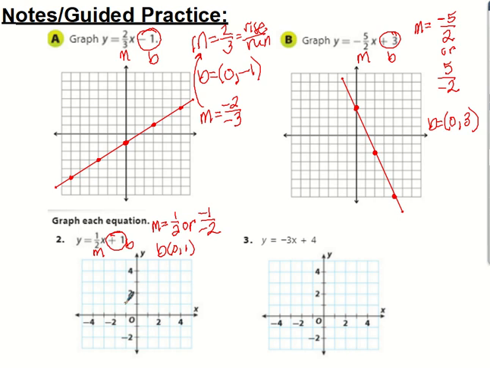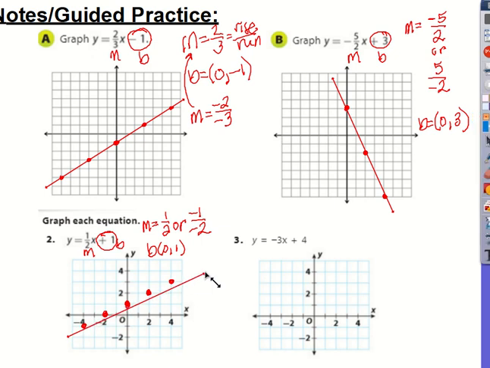So here's where you should have started, right here at (0, 1). If we use the first slope, we should have gone up 1, right 2, up 1, right 2. And then if we use the second slope, we're going to go down 1, left 2, down 1, left 2. And there would be your line. We connect it and make it as straight as possible.